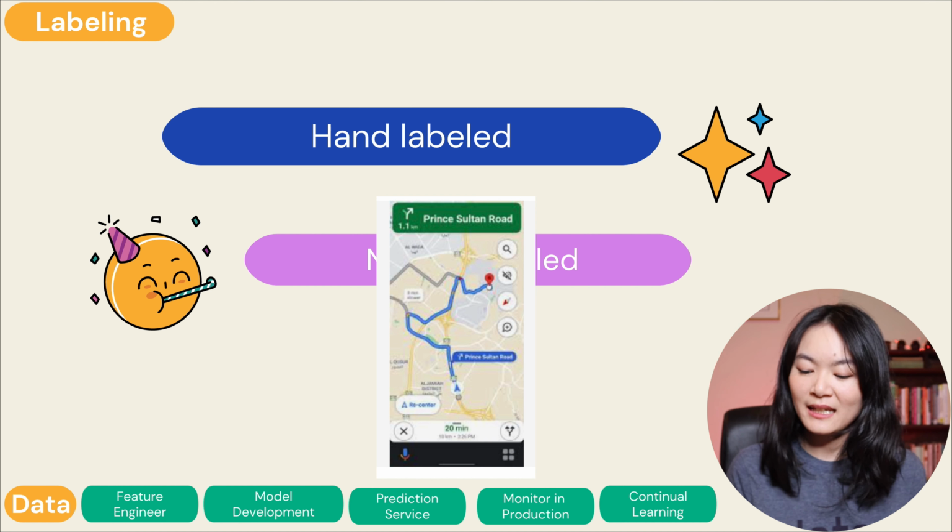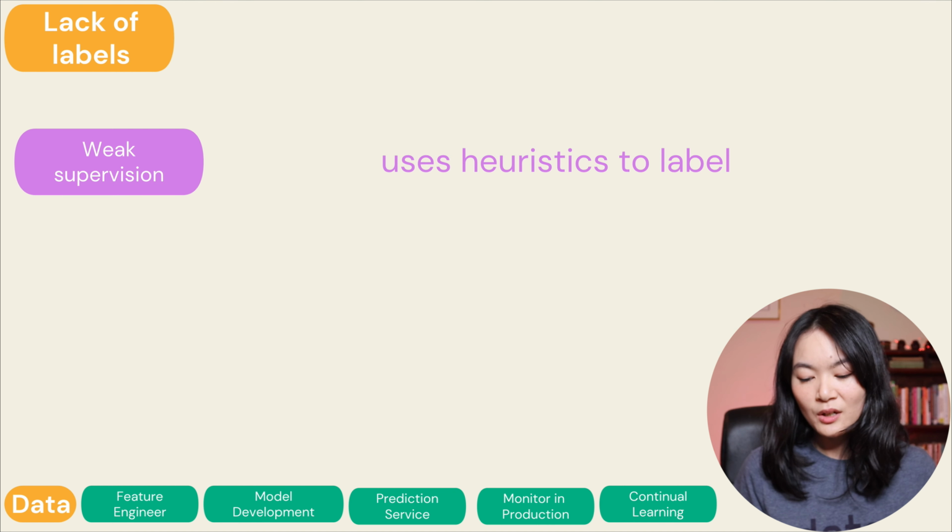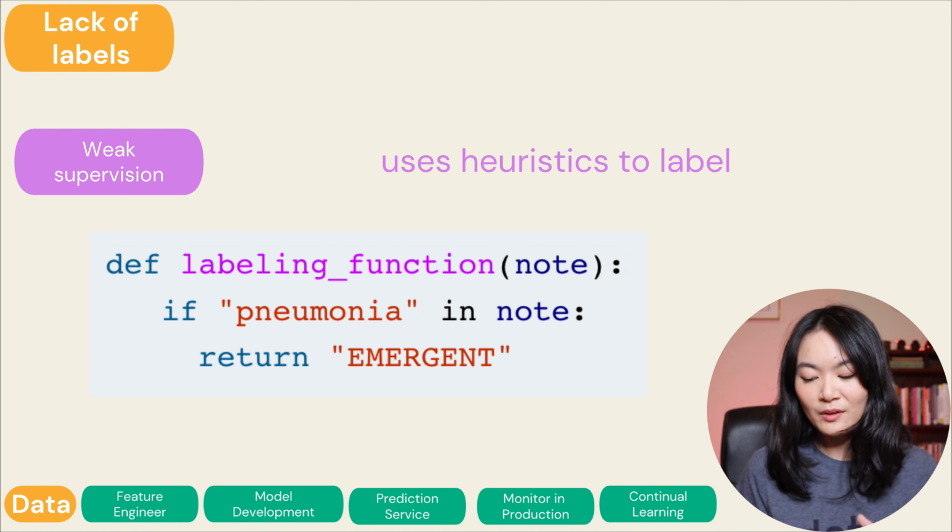There are several techniques to handle the lack of labels. Weak supervision uses heuristics to label. This book calls the heuristics the labeling function. For example, if a nurse's note mentions a serious condition like pneumonia, the patient's case should be given higher priority.